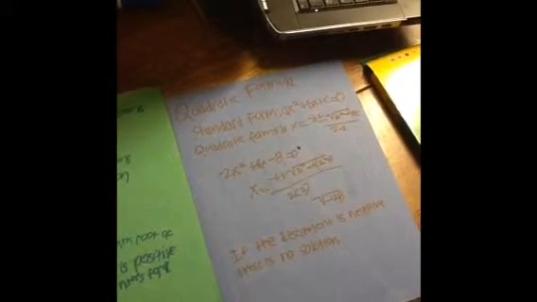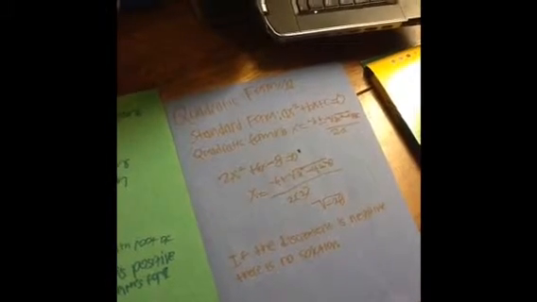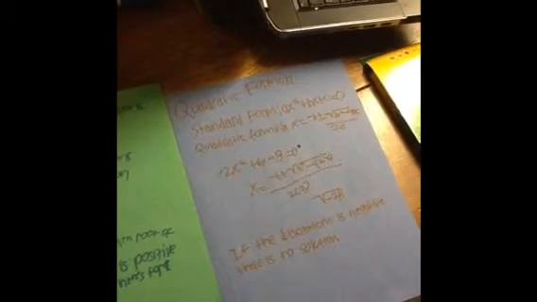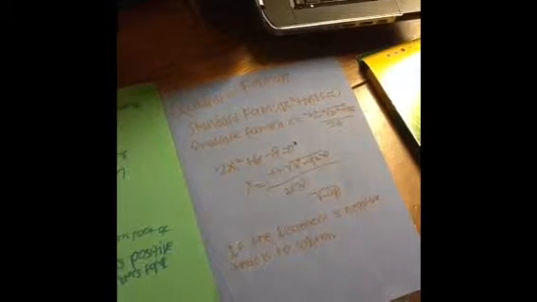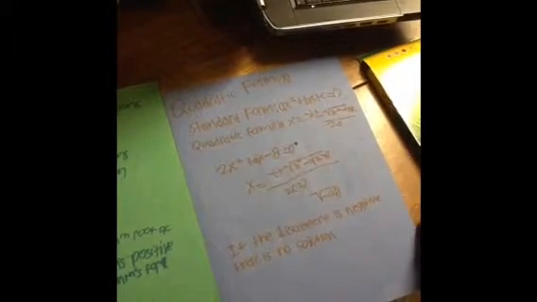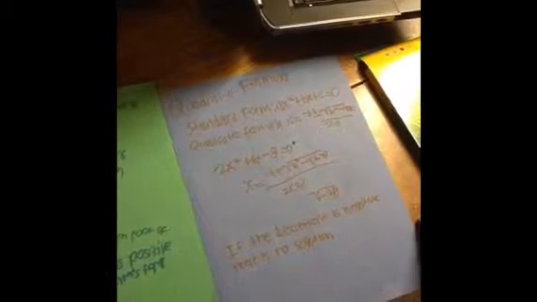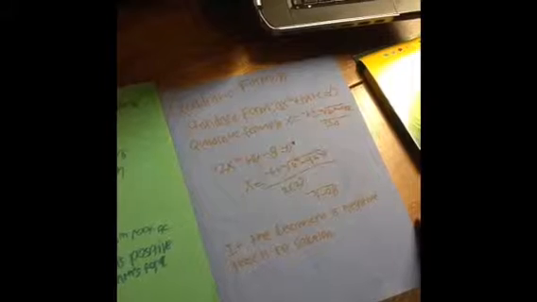In the quadratic formula, that is negative 6 plus or minus the square root of 6 squared minus 4 times 2 times 8, over 2 times 2. After solving all of the equation, you will get the square root of negative 28. Now, if the discriminant is negative, there is no real solution because you cannot take the square root of a negative.